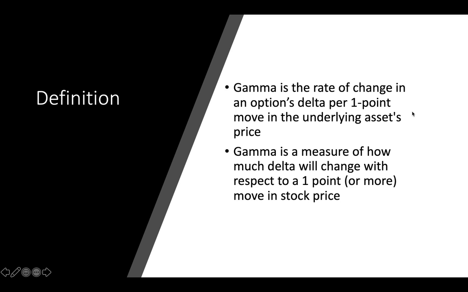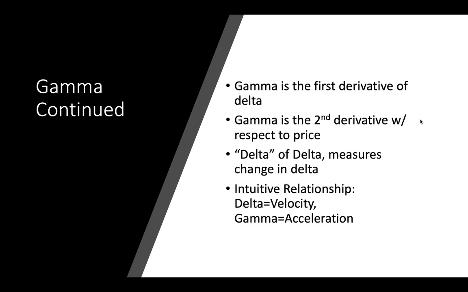So if it's a 53 delta call after a dollar move, that would mean the gamma was 3. And if it was a 55 delta call after a 1 point move, that would mean the gamma was 5. But we'll show some more examples of that.